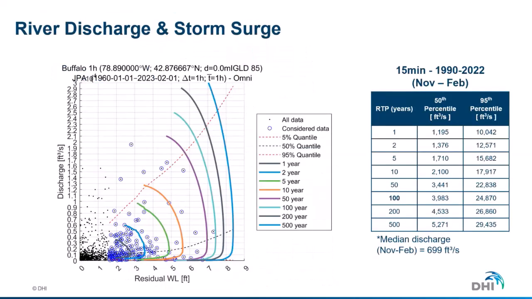Some correlations could be looked at in terms of discharge versus the surge residual, trying to understand what kind of river discharges occur during these types of storm events, and what magnitudes of river discharge we should incorporate.